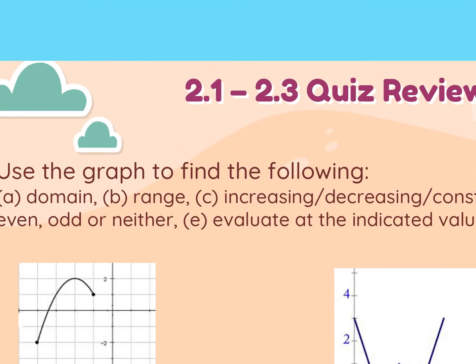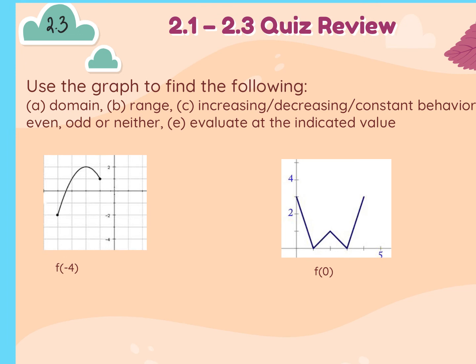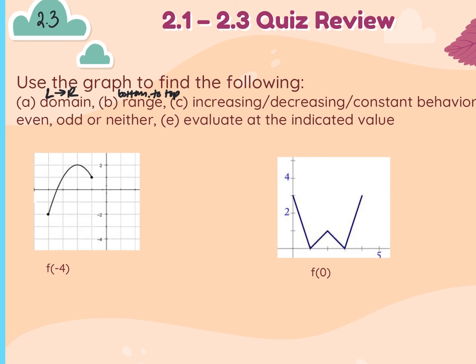And then came all the stuff in 2.3, which was your functions. So use the graph to find domain, which is left to right, and range, which is bottom to top. Increasing is where it's rising as it moves from left to right. Decreasing is where it's falling from left to right. Constant behavior: for all of this, you give the x values.